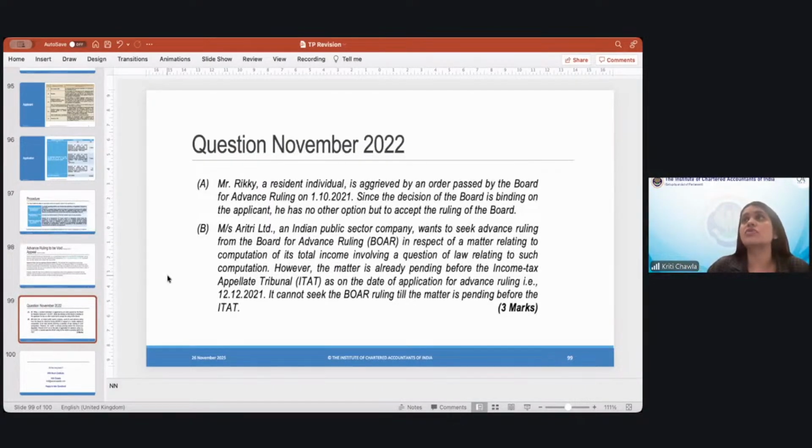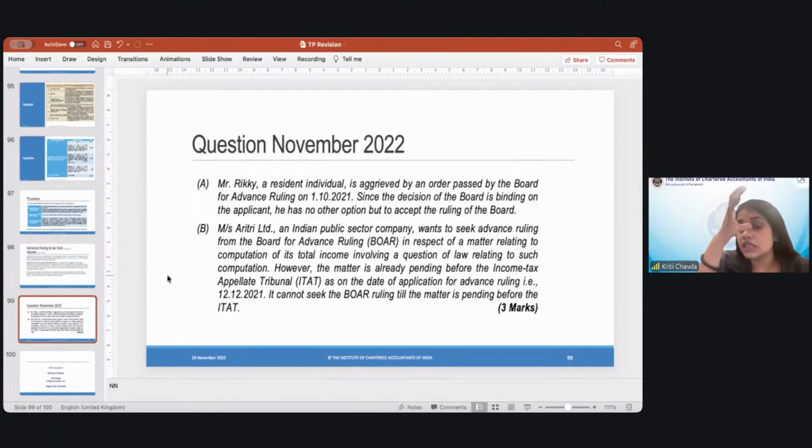Well, that is because after 1st September 2021, they have the option of going to the high court if they are aggrieved by the board of advance ruling pronouncement, and that is because the rulings are not binding. They're not binding on the taxpayer and they're not binding on the income tax authorities. So they have the option to go to the high court, and not accept the ruling of the board.